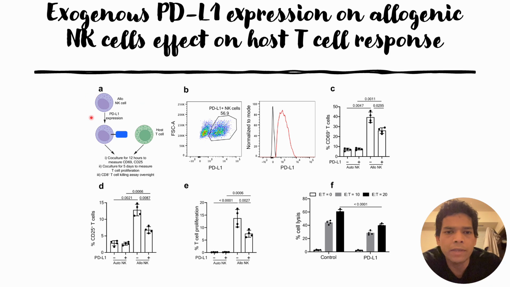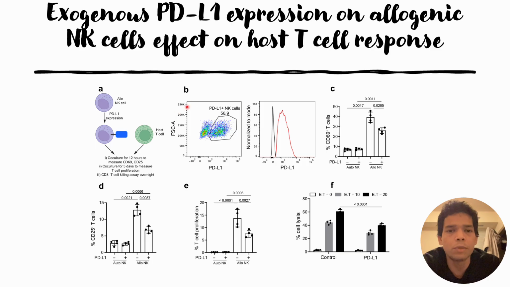and then transduce them with PD-L1 lentivirus, so that these allogenic NK cells will have PD-L1, and then co-culture them with host T cells at different ratios. First, to check the activation of these T cells, they co-culture them at a 1:1 ratio for 12 hours, and then check the activation of these T cells through the T cell markers, that is CD69 and CD25. This is the experimental overview.